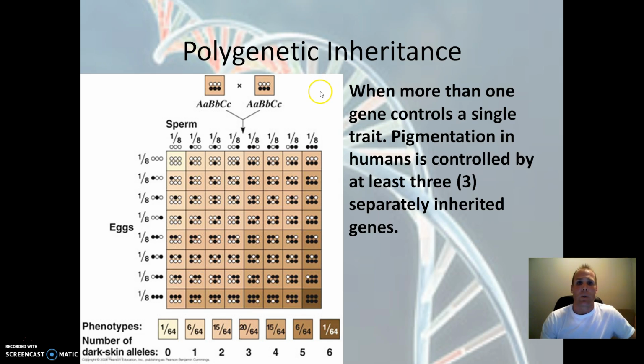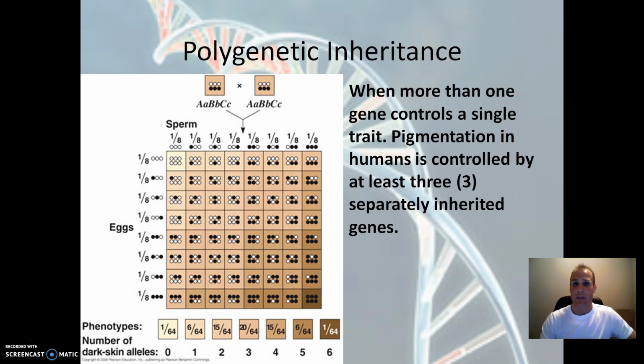You don't just have black or white. There's very pale, there's kind of yellow skin, then there's kind of Caucasian, and there's kind of a slightly darker than Caucasian, then there's kind of brown, and there's very brown, and then black. There's a whole range of skin pigments, and they are controlled by 3 separate genes. It's polygenetic. One trait, 1, 2, 3 genes.